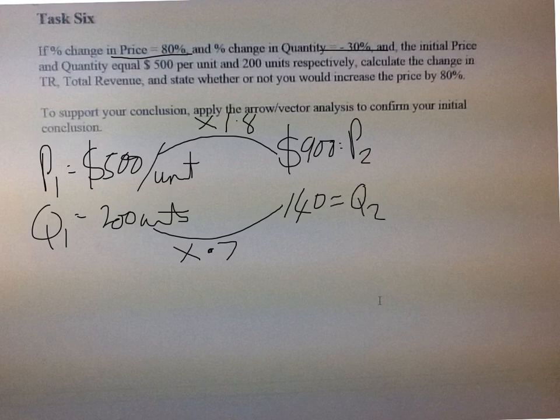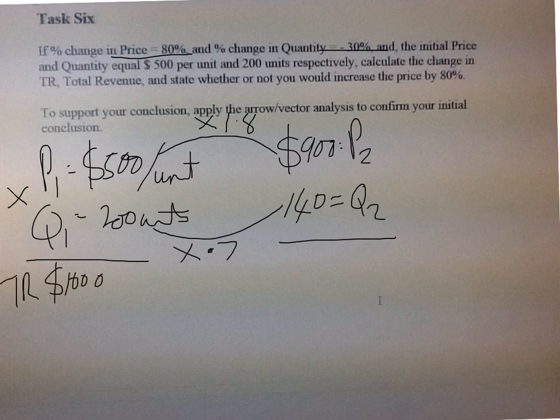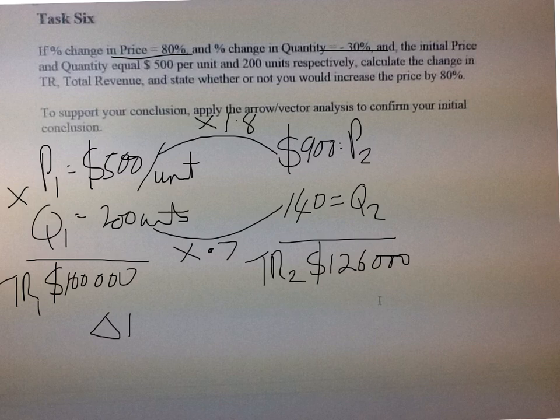Alright, so what's happened? Let's work out the total revenue that would be earned from both of those price settings. How are we going to do that? That's P1 times Q1, and when we do that, the total revenue is going to be $100,000 here, if your calculator is the same as mine. And that's total revenue 1. Total revenue 2, what's it going to be? When I do the multiplication on my calculator, I get 126,000. And so what we can see is that there's a positive difference of 26,000.